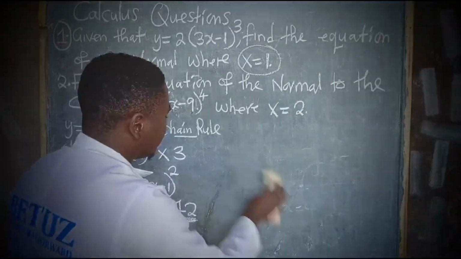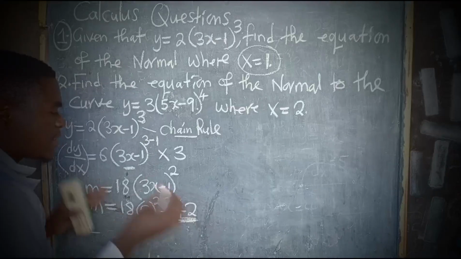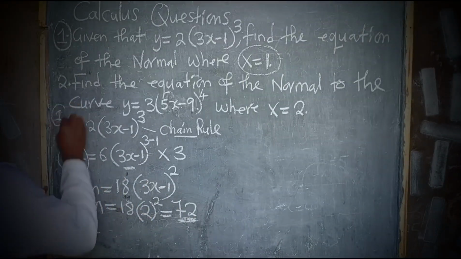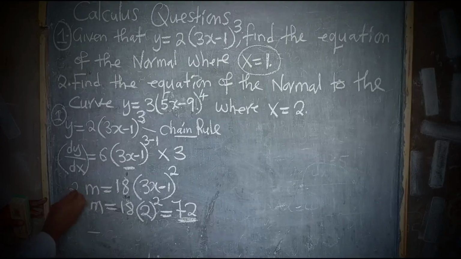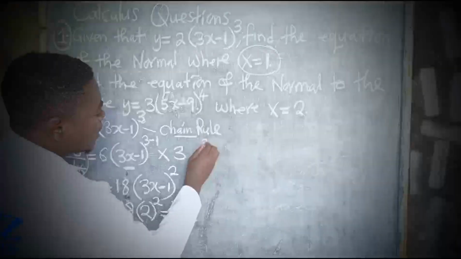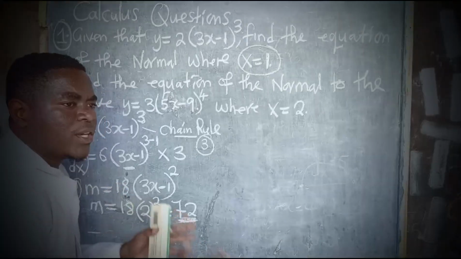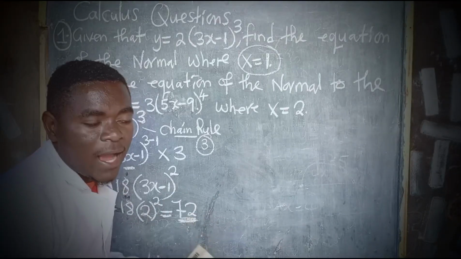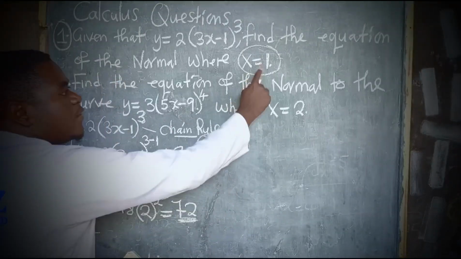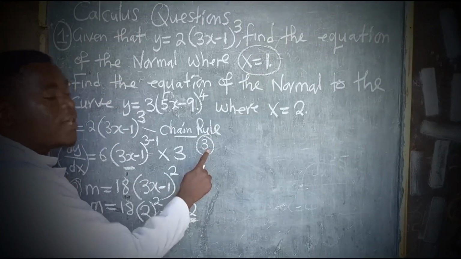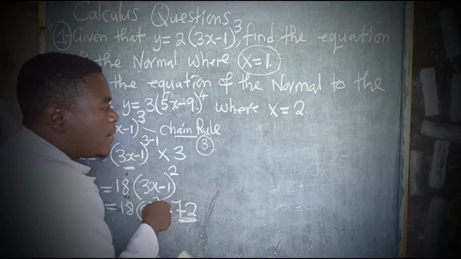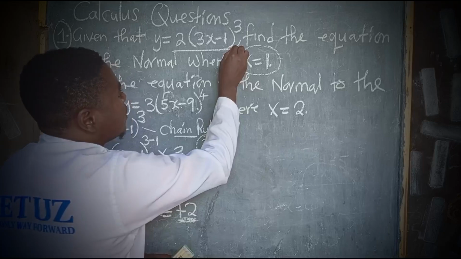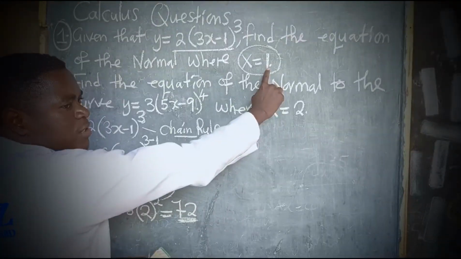So we found the gradient. The other thing we are supposed to do: step number 1 is to differentiate. Step number 2, you find the gradient. Step number 3, you ask yourself, are you given both coordinates, the coordinates for x and the coordinates for y? The answer is no. We are just given x. So step number 3 is to find the other coordinate, meaning that we go to the original function. Where there is x, we shall put 1.